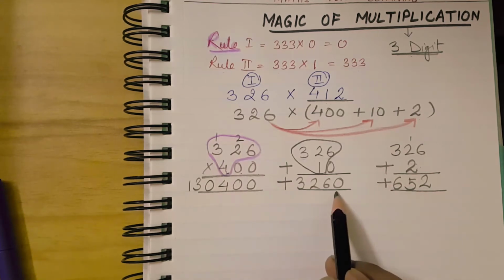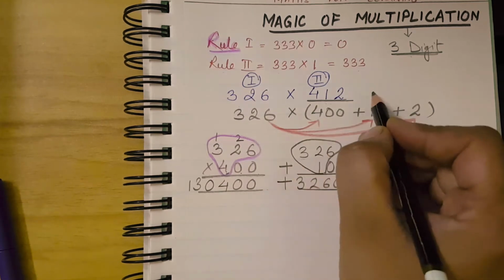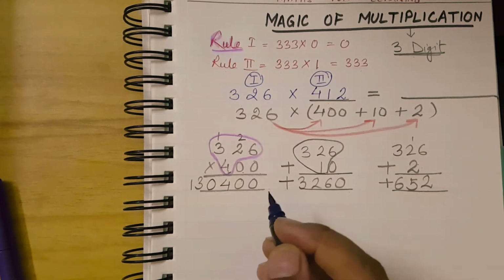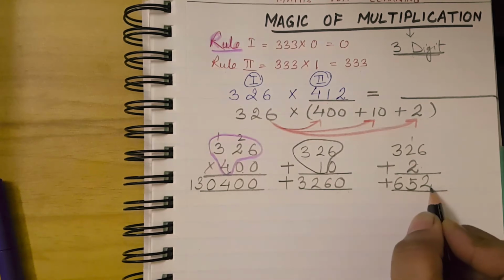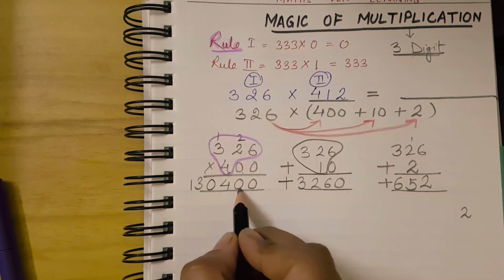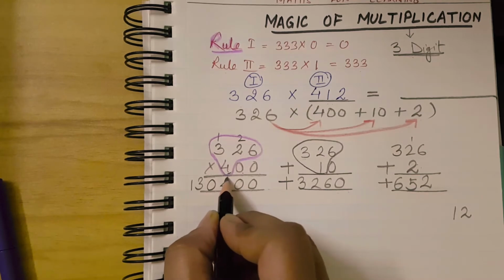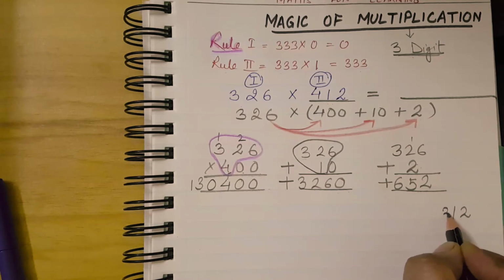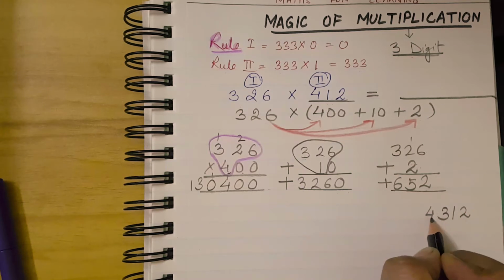And what you have to do? Simple. You have to add these numbers and you will get your answer. Here we'll write the answer. Okay, now if you add that number, ones place, 0 plus 2, that is 2 is your answer. Tens place, 0 plus 6, 6, 6 plus 5, 11. 4 plus 1, 5. 5 plus 2, 7. 7 plus 6, 13. Very good. And 1 plus 3 is 4.